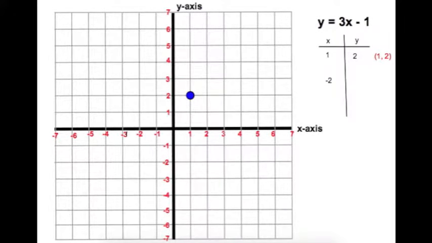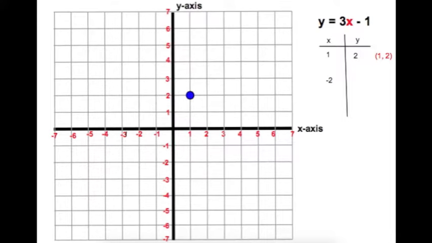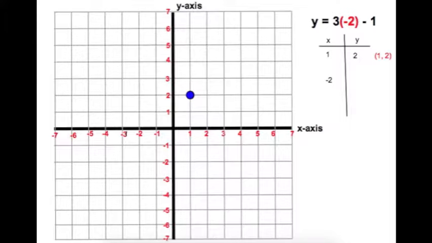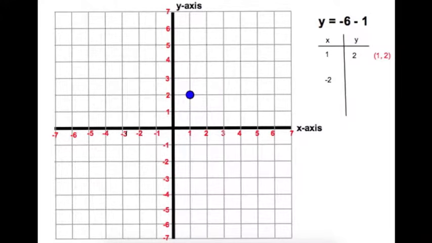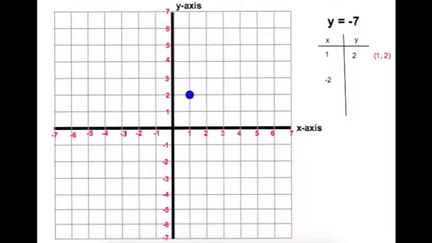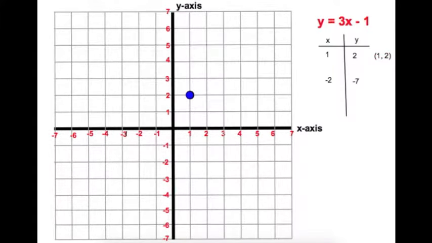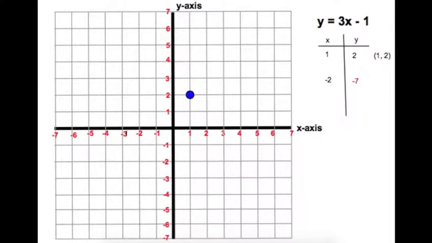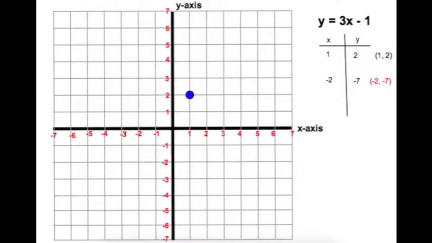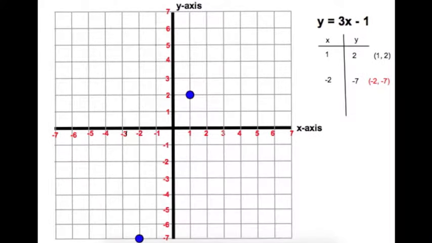Next, let's choose another x value. Again, we can choose any x value that we would like. We're going to choose negative 2. We need to plug this negative 2 in for x in our equation. Then we have to do 3 times negative 2 once we have substituted the negative 2 for x, which is negative 6. Then we do negative 6 minus 1, which is negative 7. So y equals negative 7. So for the equation y equals 3x minus 1, when x is negative 2, y is negative 7. So (-2, -7) becomes our second ordered pair. We can graph this on the coordinate plane.